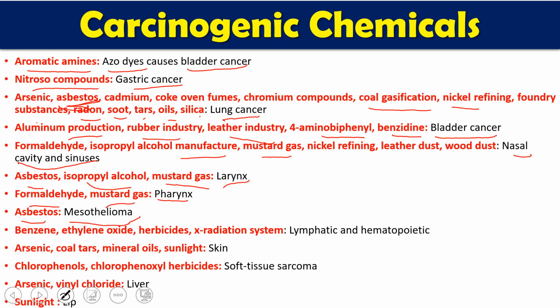Benzene, ethylene oxide, herbicides, X-ray radiations: lymphatic and hematopoietic cancers. Arsenic, coal tar, mineral oils, sunlight: skin cancer. Chlorophenol, herbicides: soft tissue sarcoma. Arsenic, vinyl chloride: liver cancer, and sunlight: lip cancer.